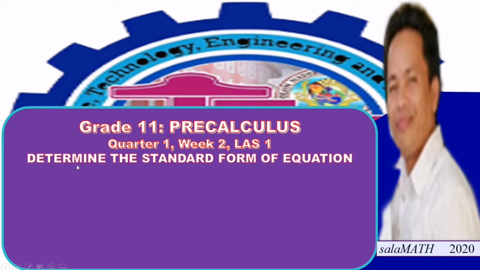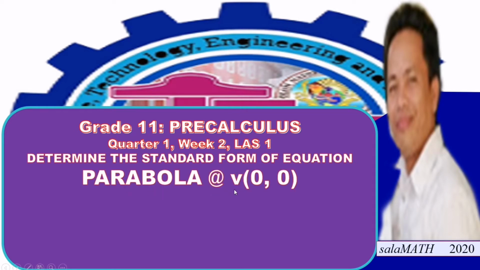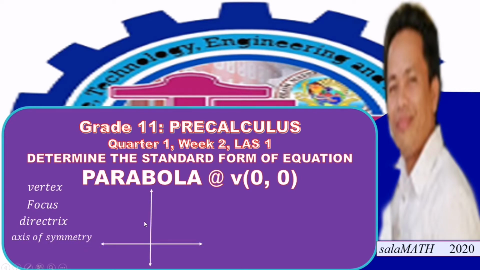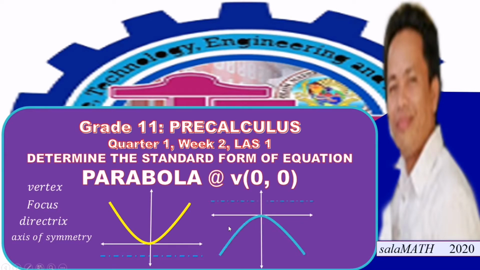Today's lesson is on how to determine the standard form of equations of the parabola at the origin, that is, the vertex at (0, 0). At identify din natin yung mga parts of the graph of a parabola: vertex, focus, then directrix, then the axis of symmetry, given the graph, which is the parabola opens upward and the parabola opens downward.